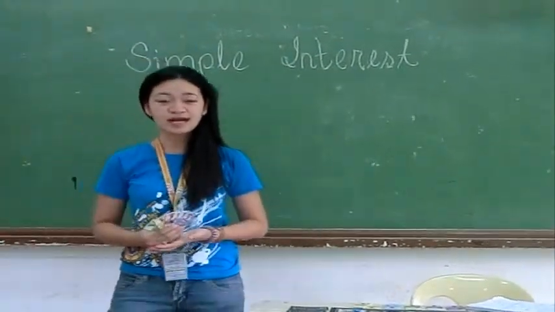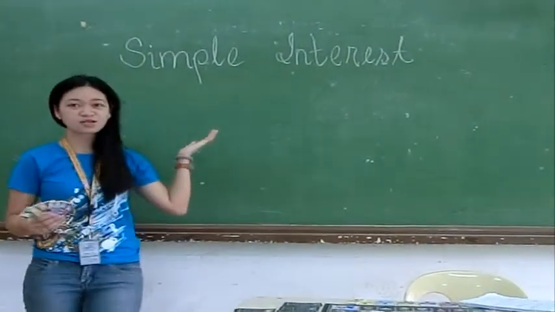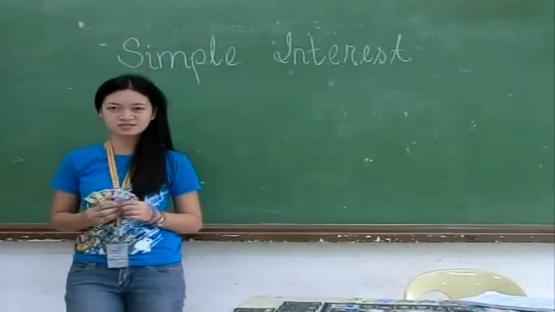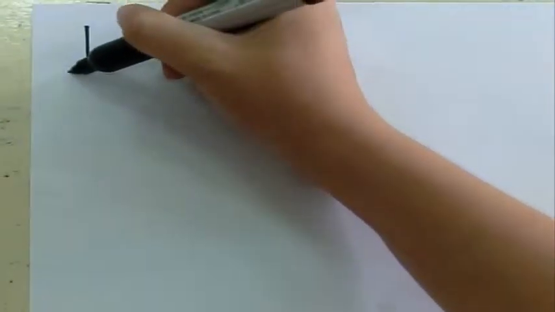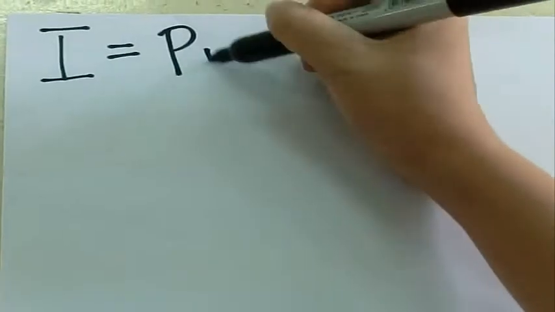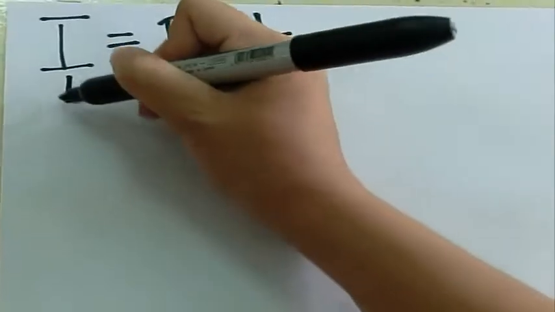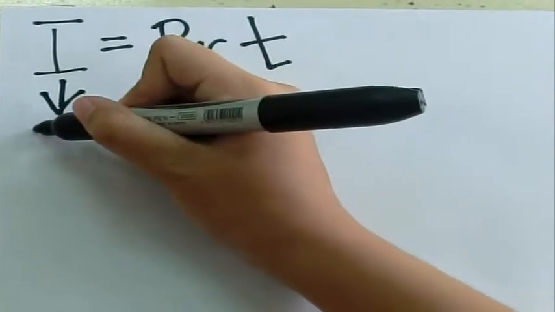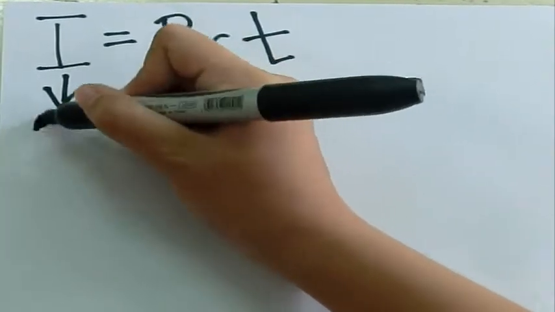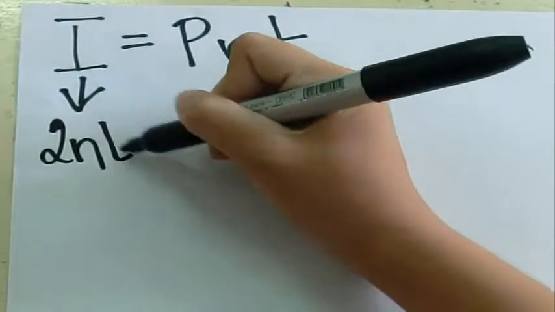is known as the simple interest or simply interest. Now, in solving for the simple interest, we are going to use this formula: I is equal to PRT. I will be the symbol used to denote interest.